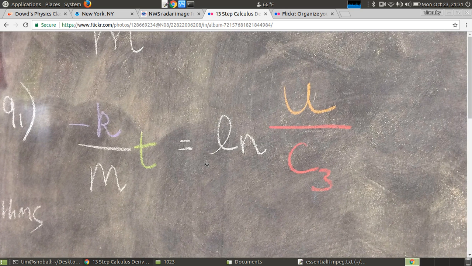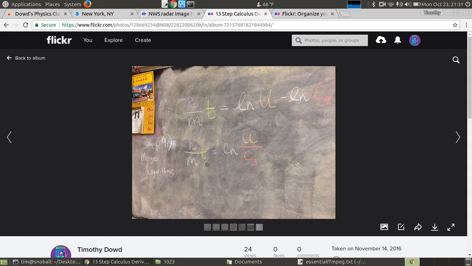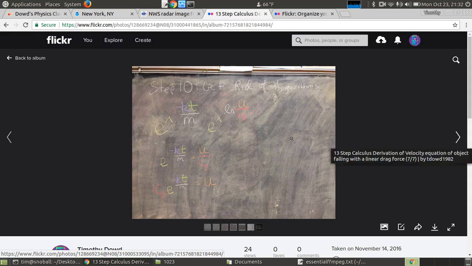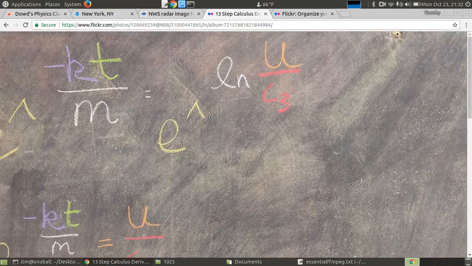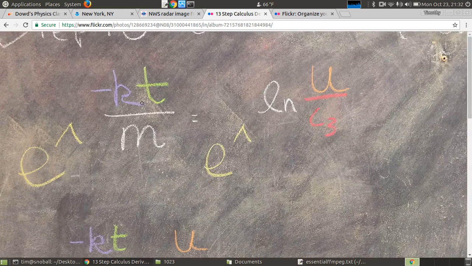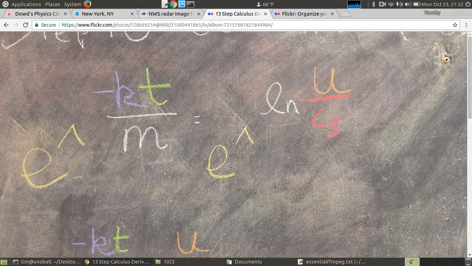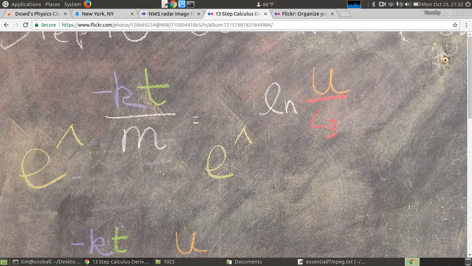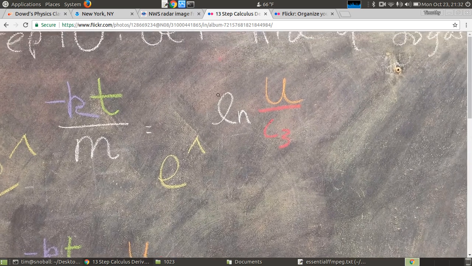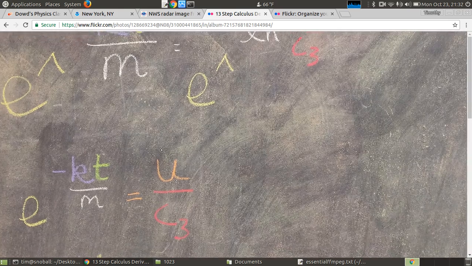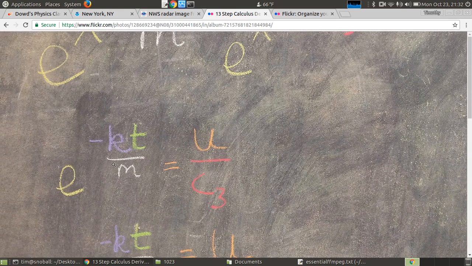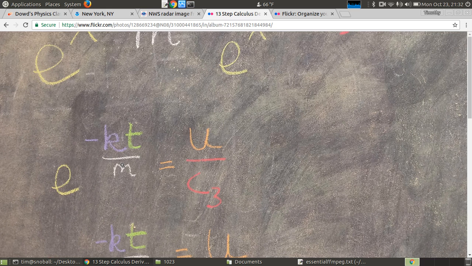So now I'm going to get rid of natural logs. You could be thinking about how you might go about doing that. I'm just going to e up both sides. So e'ing up the right means I have e to the minus kt over m, but e'ing up the left side means I've got e to the natural log, and that just cancels. So I'm just left with e to the minus kt over m equals u over c3.